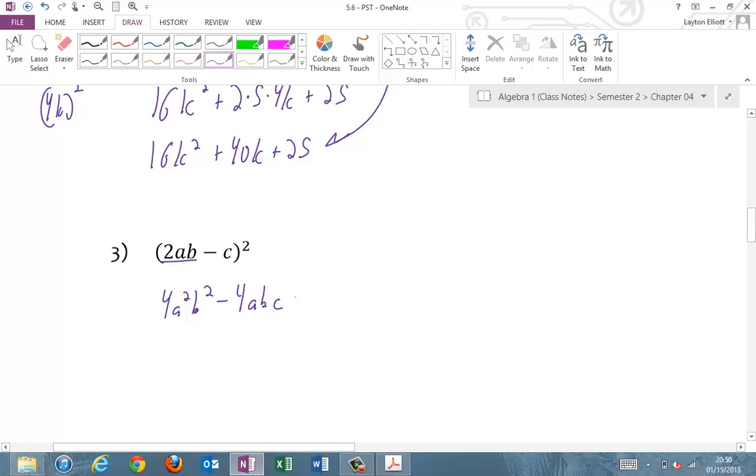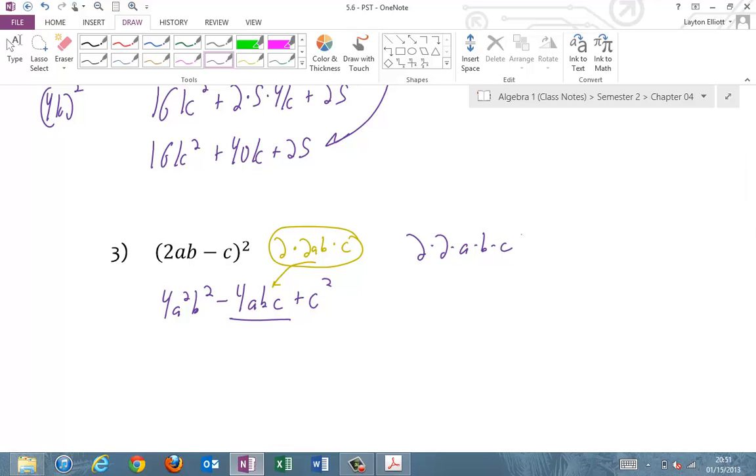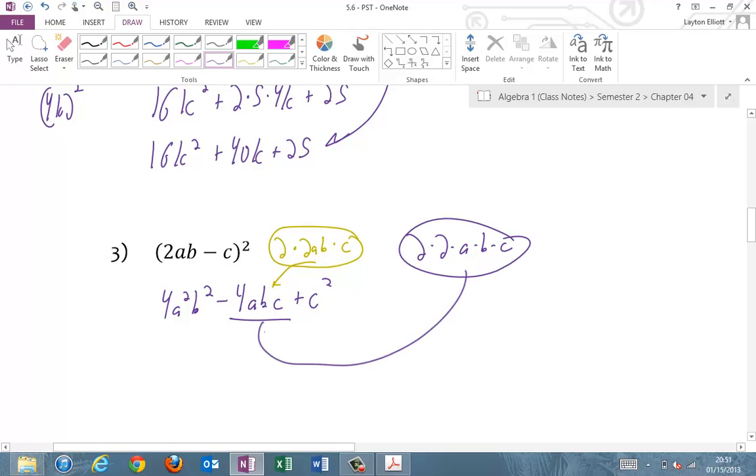Then you have plus c squared. Where does this middle term come from again? I know I'm repeating myself a billion times here, but this is important. It is 2 times 2ab times c, but it is done together, and we're combining it all into just one. Remember that 2 times 2ab times c is the same thing as 4 times a times b times c. The associative property of multiplication says that it doesn't matter how we group them, and the commutative property says it doesn't matter the order. So this is all the same thing as that term there.